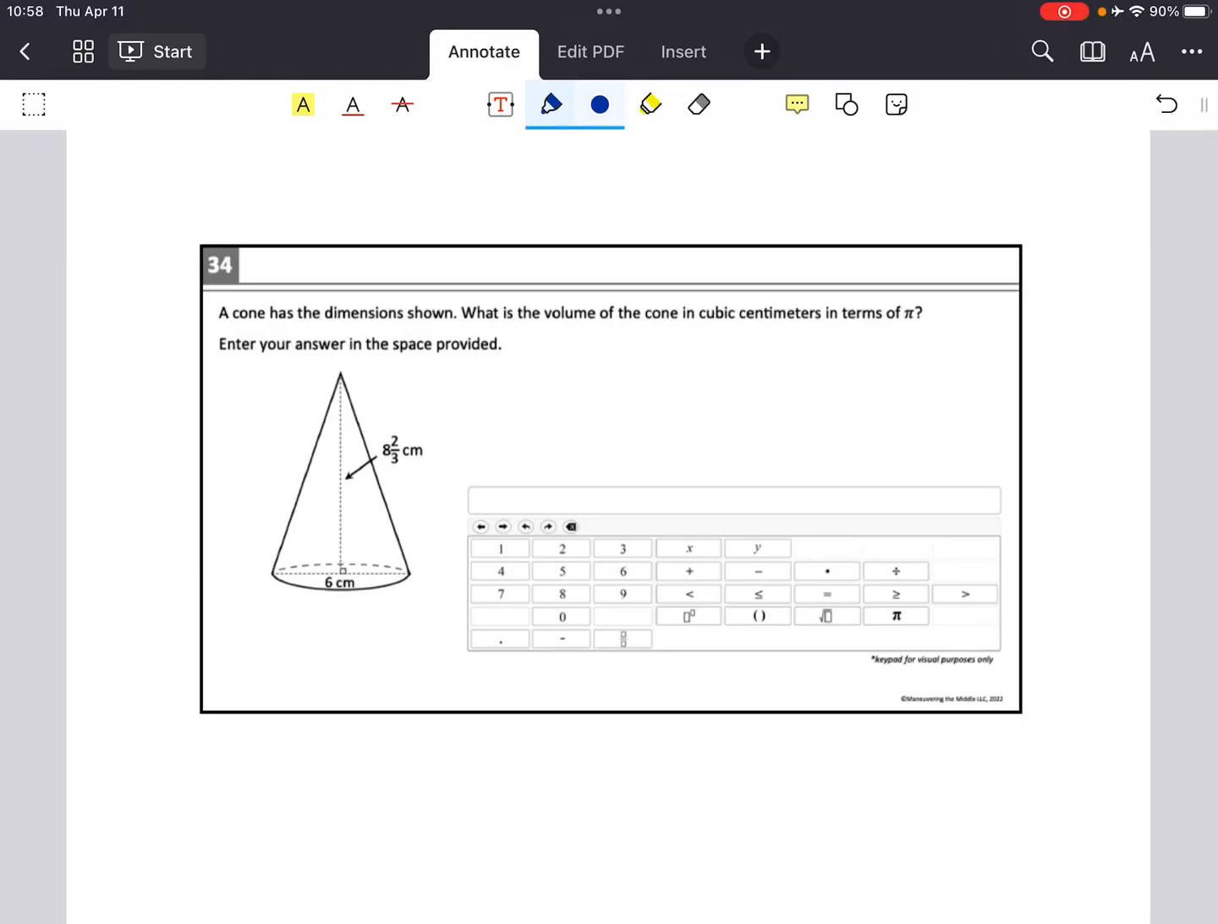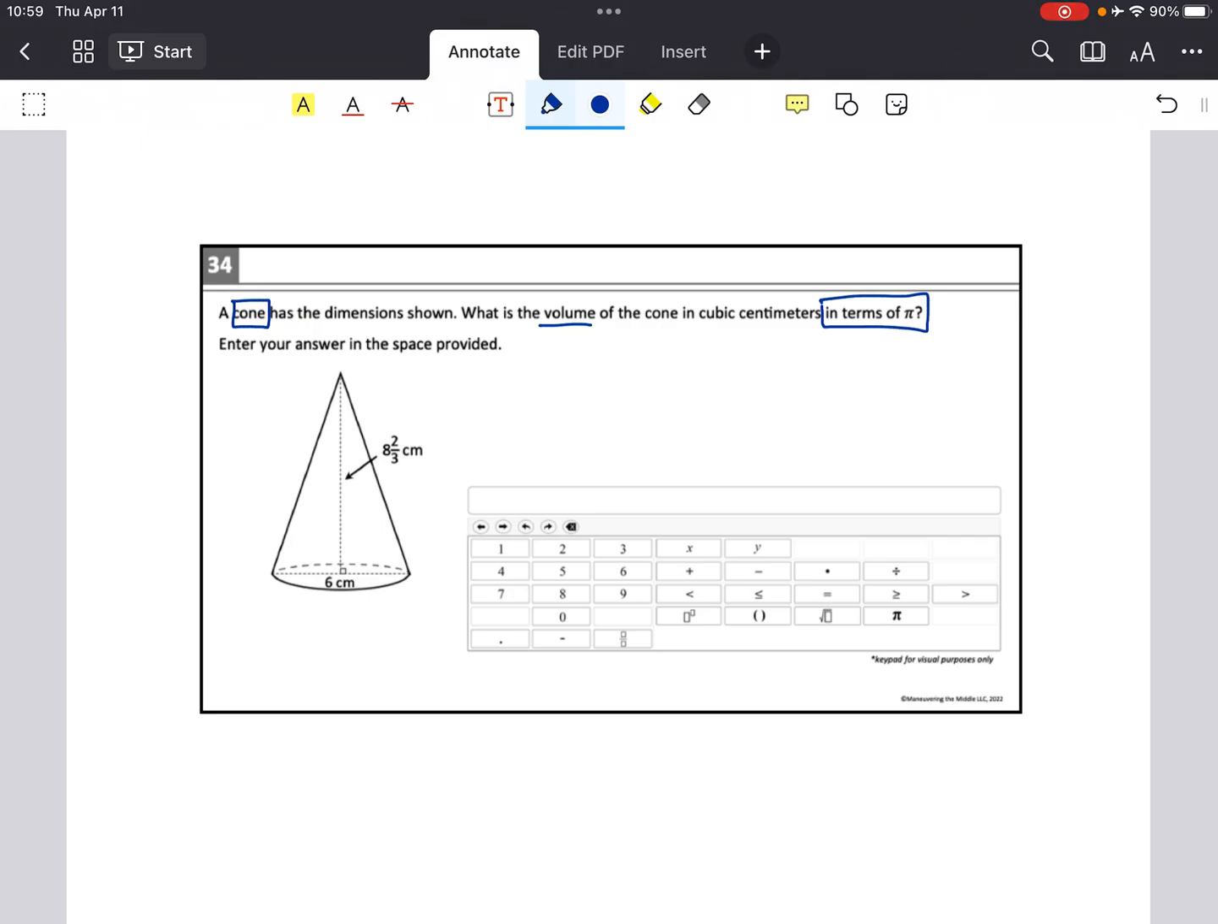All right, question 34 is telling you a cone and its dimensions are shown below. What is the volume of that cone in terms of pi? Now we'll talk about what this "in terms of pi" means at the very end. For now, we're just going to go ahead and calculate the volume of the cone.